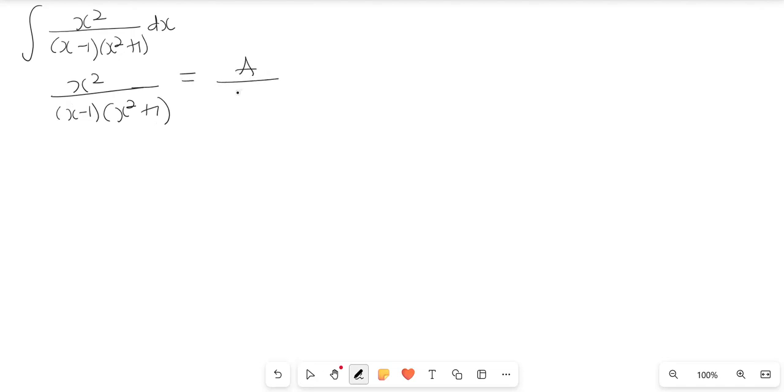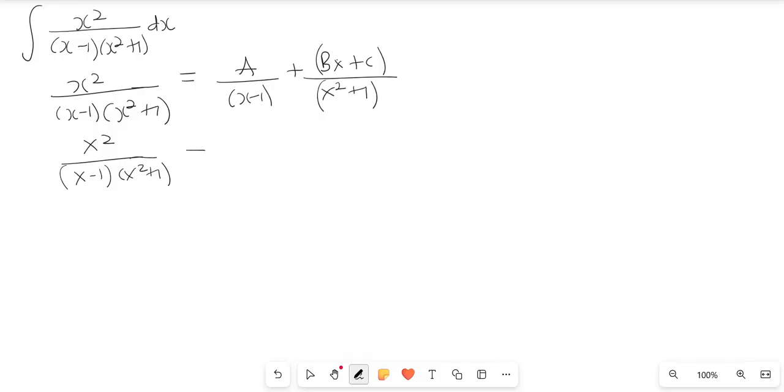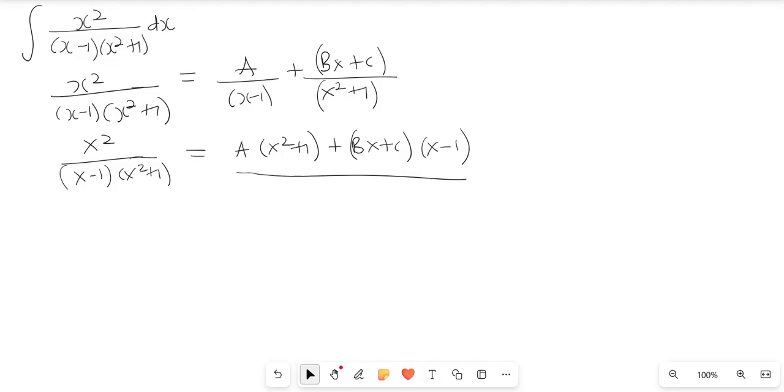So this is how we split it: A over x minus 1 plus, this is a quadratic term, so the numerator should be a linear term, Bx plus C, all over x squared plus 1. Then we can simplify this out. So x squared over x minus 1 times x squared plus 1 is equal to A times x squared plus 1 plus Bx plus C times x minus 1, all divided by x minus 1 times x squared plus 1.